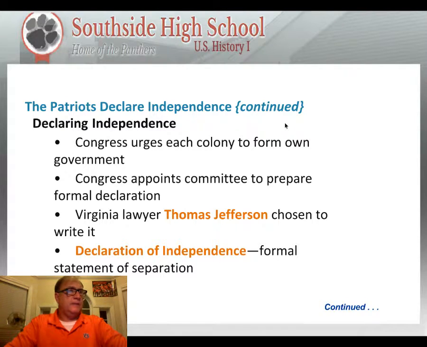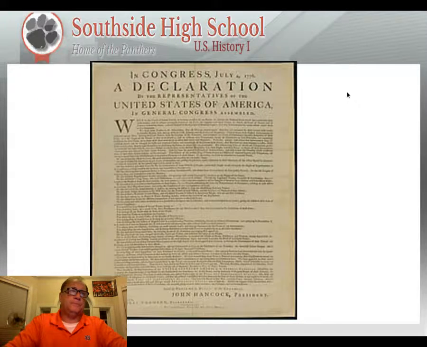Eventually, the Declaration of Independence was written and voted upon. Congress urged each colony to form their own government, and Thomas Jefferson, a Virginia lawyer, along with 4 other men, helped draft the Declaration of Independence. Many of the words in the Declaration of Independence were first coined by John Locke, especially the part about natural rights, which Locke talks about, the right to life, liberty, and pursuit of property. Jefferson changed that to life, liberty, and pursuit of happiness. But nonetheless, the influence was definitely there.